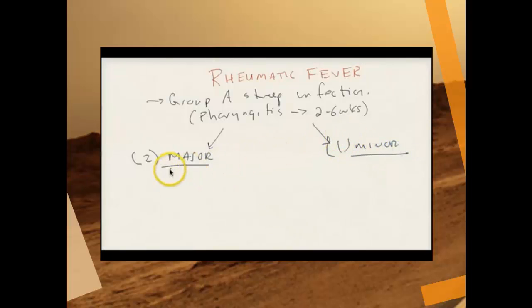So, for the major criteria, we can use the mnemonic JONES to remember the names of the signs. The J stands for joints. Typically what this means is patients experience migratory polyarthritis. The O stands for heart. The reason why is because the O is supposed to be in the shape of a heart. So what you're going to see is pericarditis, as well as the finding of murmurs.